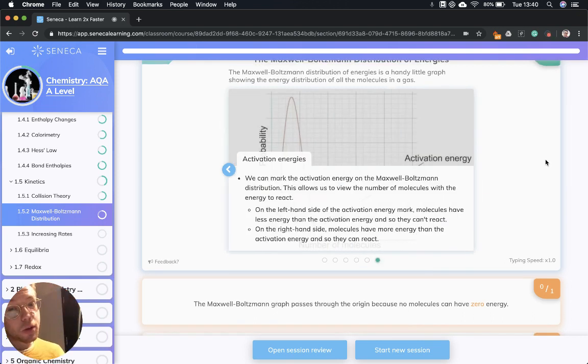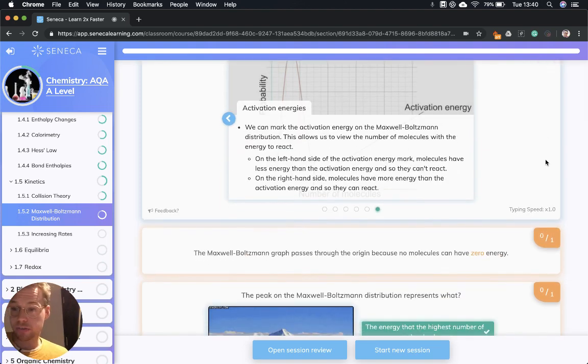Activation energies. We can mark the activation energy on the Maxwell-Boltzmann distribution. This allows us to view the number of molecules with the energy to react. On the left-hand side of the activation energy mark, molecules have less energy than the activation energy, so they can't react. They're just chilling. On the right-hand side, molecules have more energy than the activation energy, and so they can react. They're good to go.